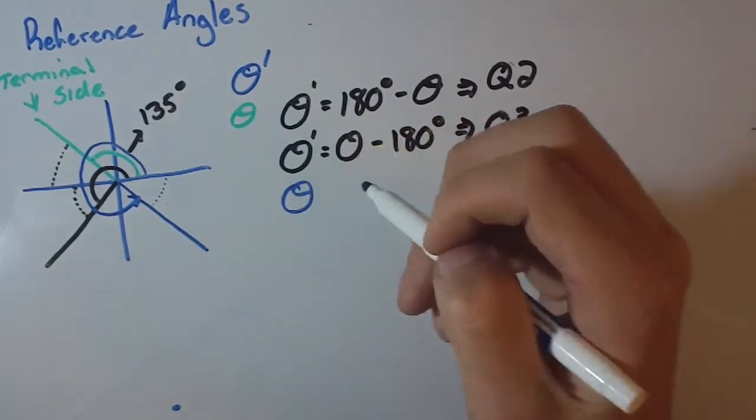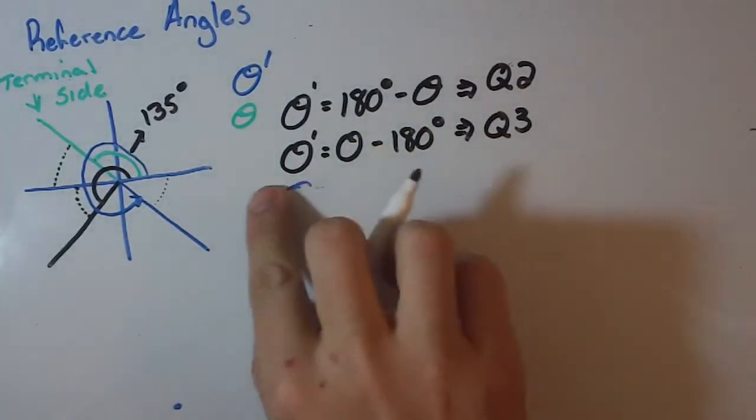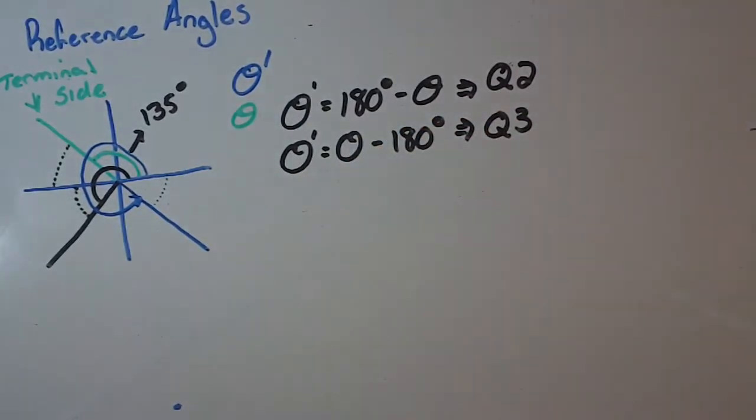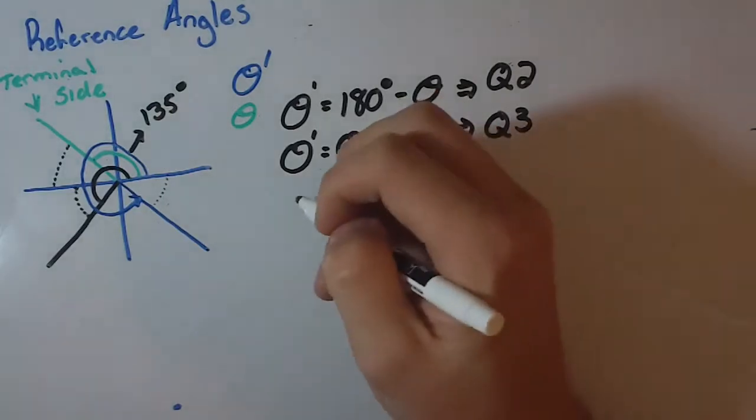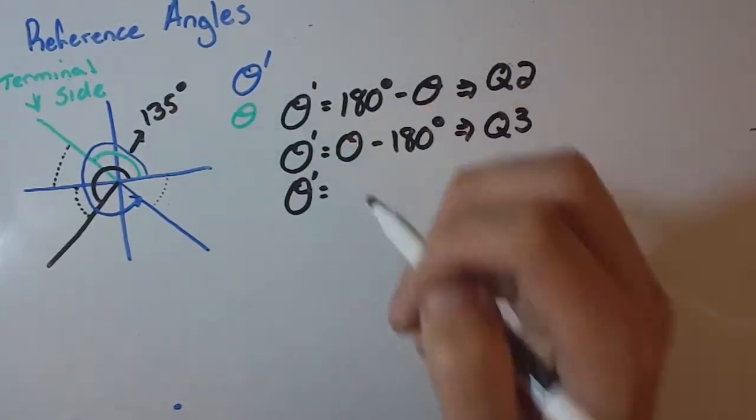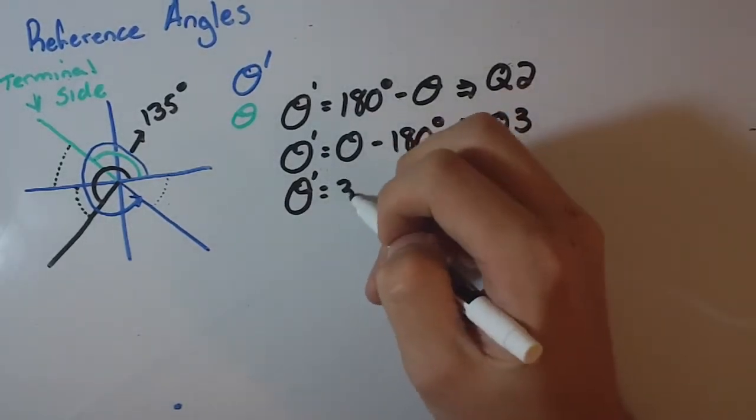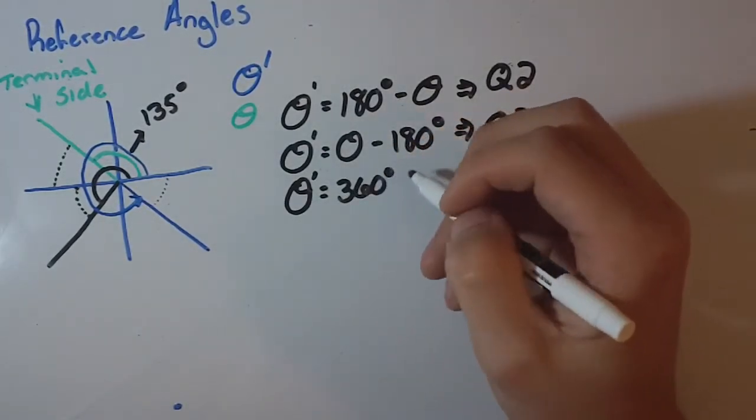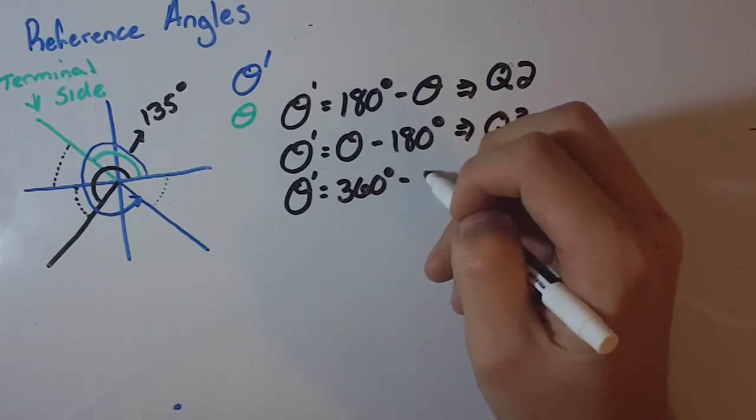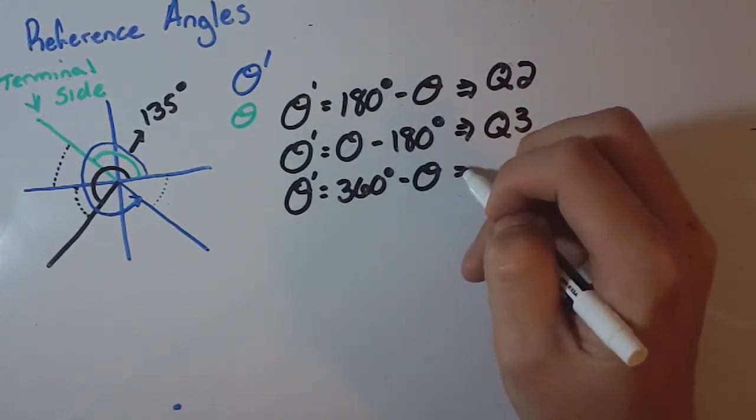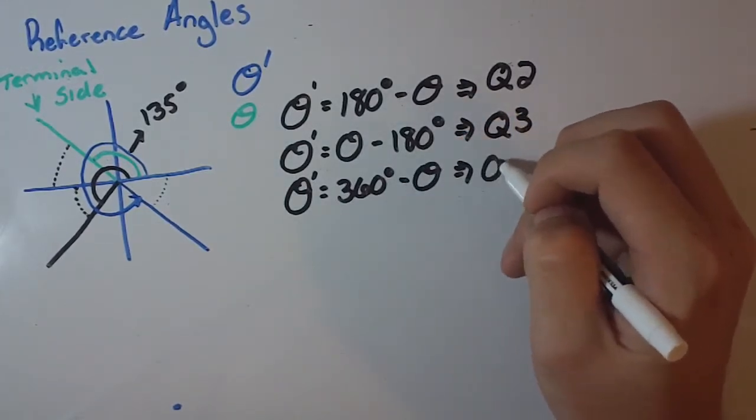So to find it in quadrant number 4, we need to use this. Theta prime equals 360 degrees minus theta. So that's for quadrant 4.